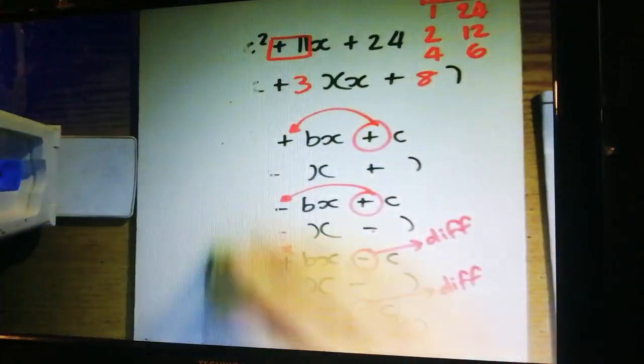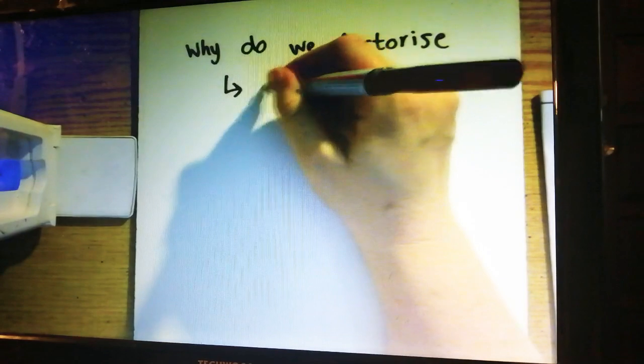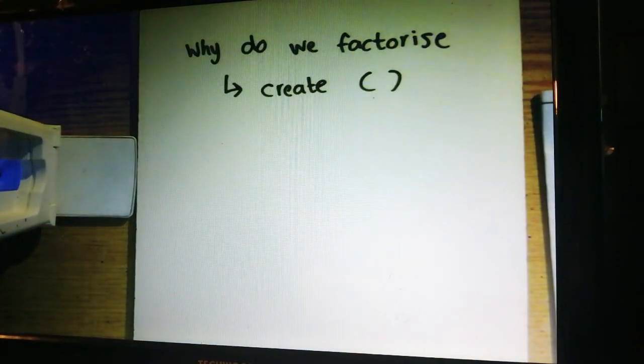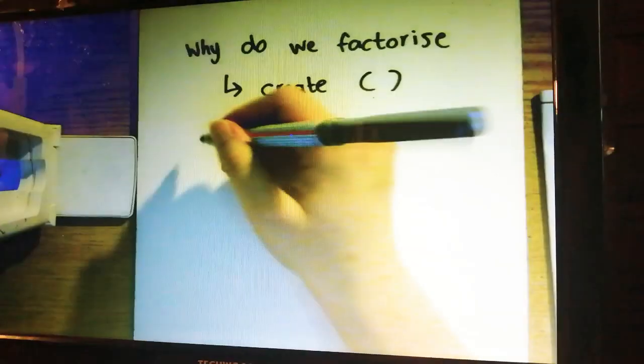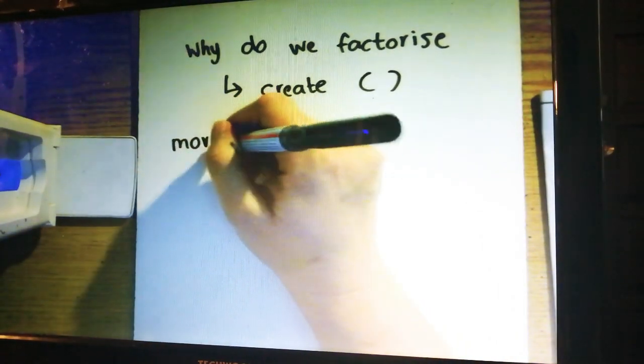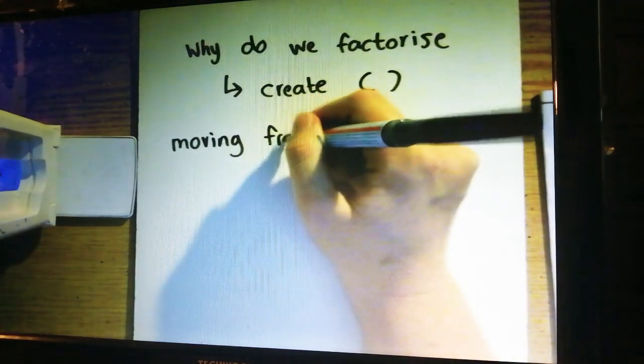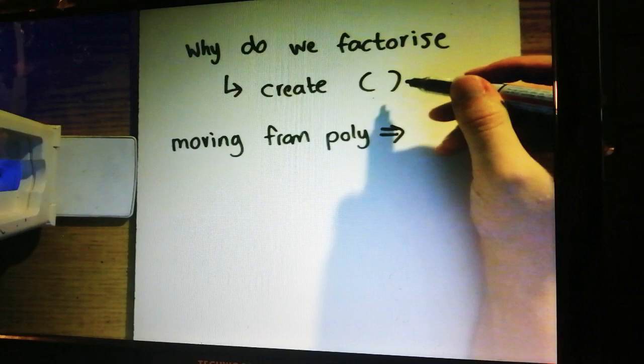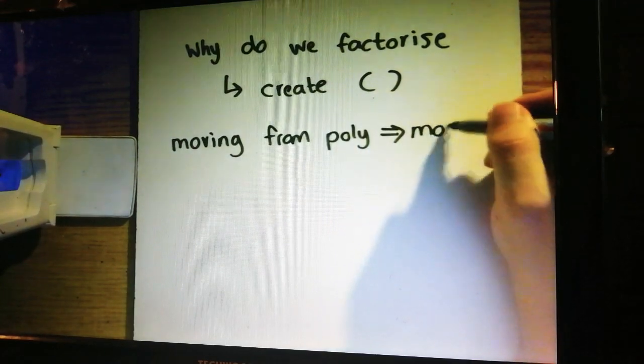Okay, that is the end of my explanation of factorizing. I just want to make one thing clear. Why do we factorize? Okay, so when we factorize, we create brackets. Who cares? Why would we want to create brackets? Well, generally what we're doing is we're moving from a polynomial, and when we create brackets, we actually form a monomial.